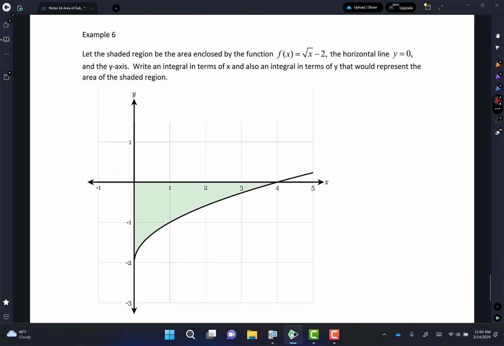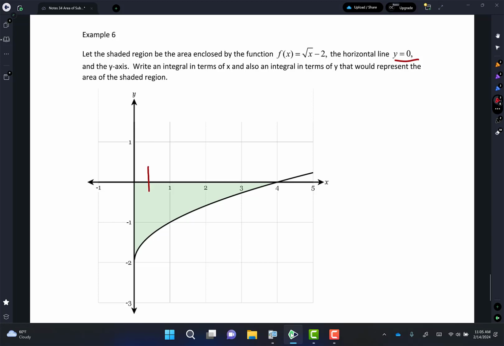Let the shaded region be the area enclosed by y equals square root of x minus 2, the horizontal line y equals 0, and the y-axis. Write an integral in terms of x and also an integral in terms of y that would represent the area of the shaded region. So they want me to do it 2 ways. Don't worry. We're going to go slow.